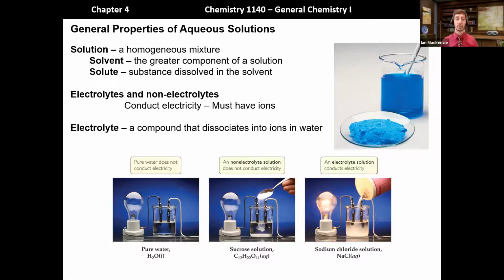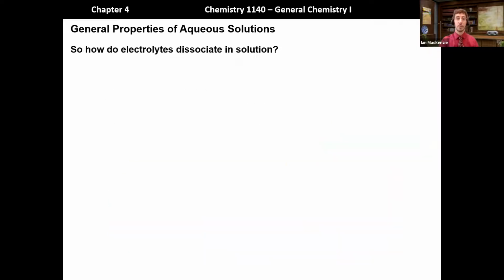So just to give a short definition then, an electrolyte is a compound that dissociates into ions in water. And as we'll see, most ionic compounds are electrolytes. We'll see some examples later where ionic compounds are non-electrolytes, but the vast majority of ionic compounds are electrolytes. A little bit more detail on this.